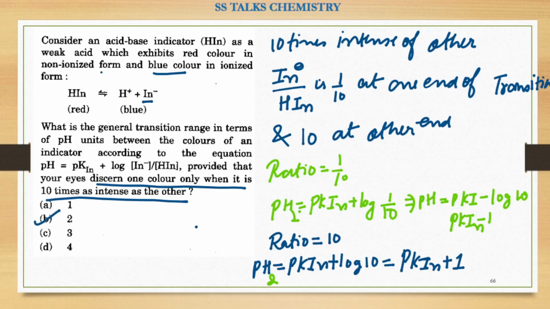Okay, so this range only you were to find out. That is, what is the general transition range in terms of the pH units you will be getting between the colors of the indicators. This condition was necessary, that one color is 10 times as intense as the other, which is representing these ratios shown over here. So this is the correct answer in this case.